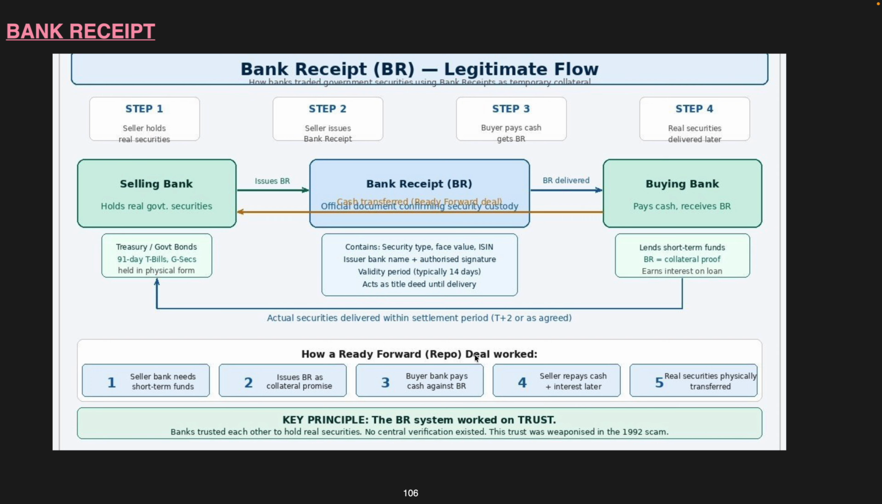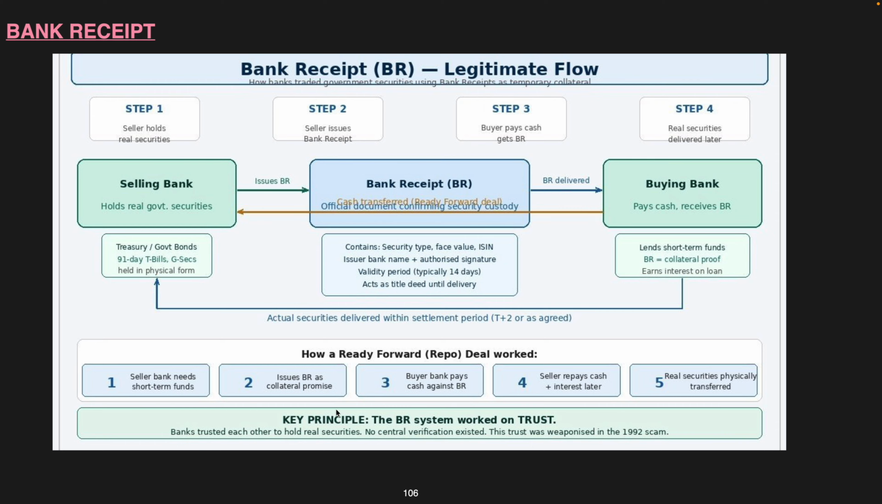So how does a ready forward deal work? The seller bank needs short term funds, so it issues a bank receipt as a collateral promise. The buyer bank pays cash against this bank receipt, and the seller repays cash plus interest at a later date, and the real securities are physically transferred to the buying bank.